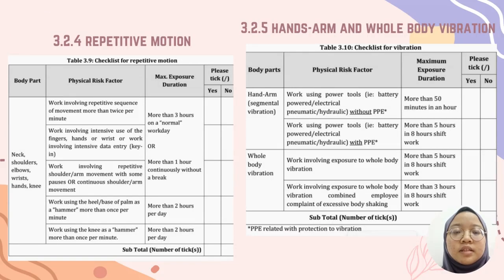And the next assessment that we should do is on repetitive motion. We need to check the body part and see whether there is any other risk factor. For the type of work involving repetitive sequence of movement more than twice per minute, or work involving intensive use of fingers, hands or wrists, or work involving intensive data entry, or work involving repetitive shoulder or arm movement with some pauses or continuous shoulder or arm movement, it should not exceed more than 3 hours on normal workday, or more than 1 hour continuously without a break. If it is, we need to tick on it on the assessment.